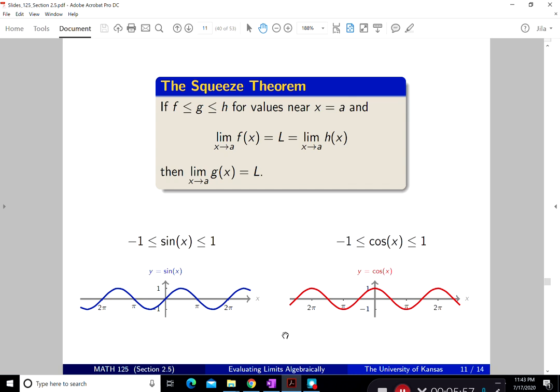Before trying to do one problem on this, let's remember that sine of x is between -1 and 1, no matter what, and cosine of x is between -1 and 1.